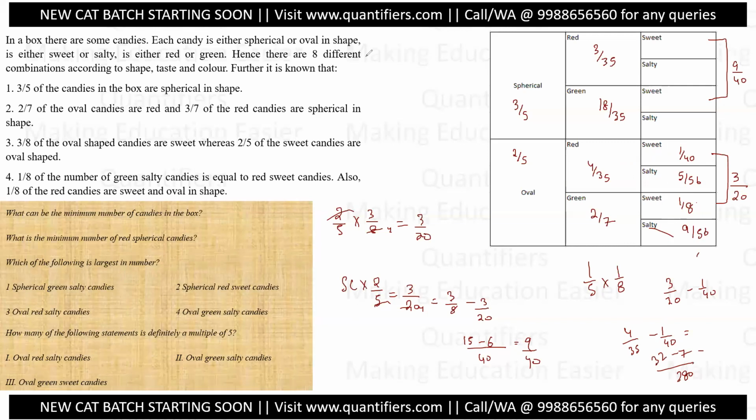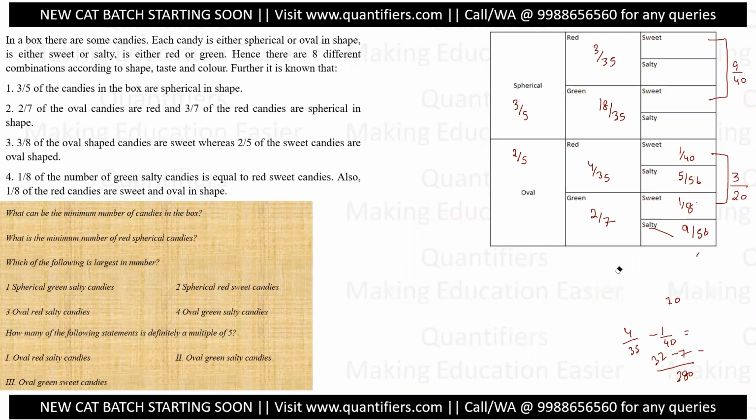These values are filled. Now I'm left with only one relation to fill. Let's work upon that. Let me just erase it. Now I have to include these values. Listen to me carefully. 1/8 of the green salty candies. Green salty are this one and this one. 9 by 56 in this part has to be included with red sweet candies. This part and this part.